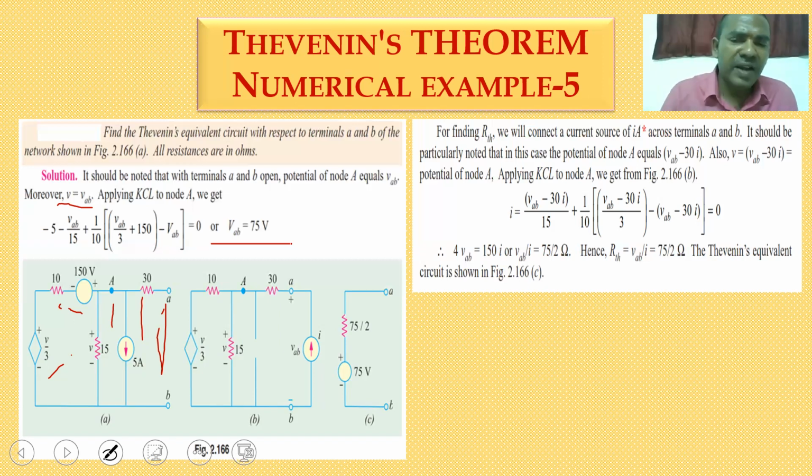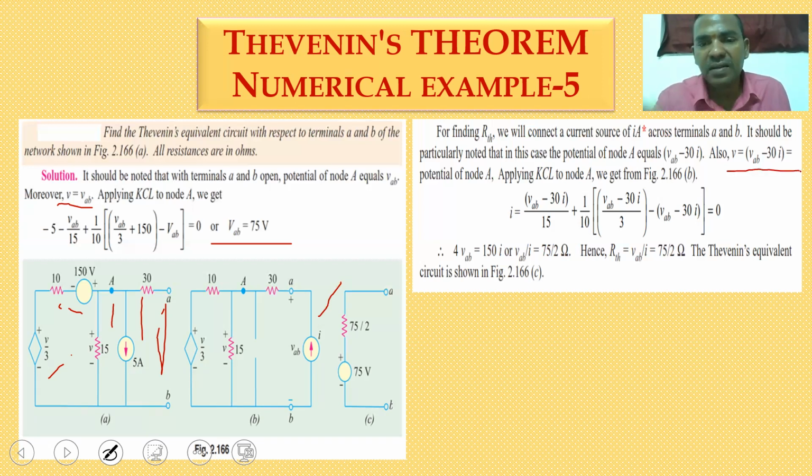Next, while finding the RTH, a dependent source is there, and the current source is open circuited. So I am assuming a 1 ampere current source with a voltage drop of VAB. Now at the node A, VAB minus 30I, that value is the same as V only.